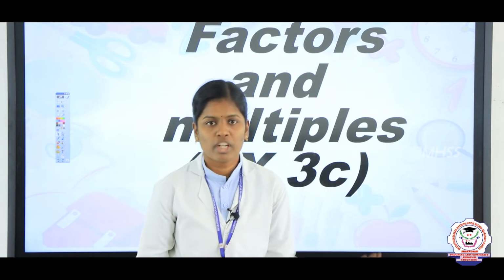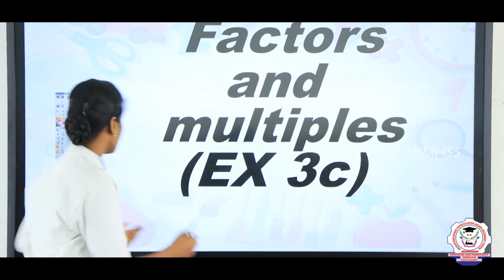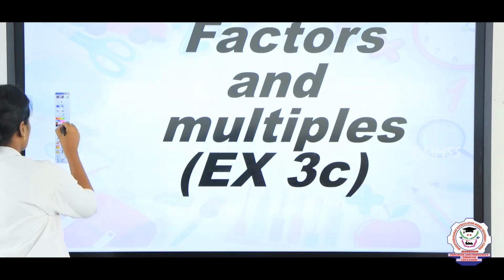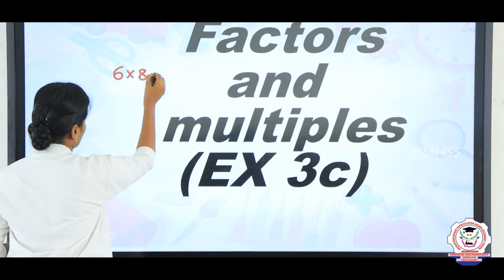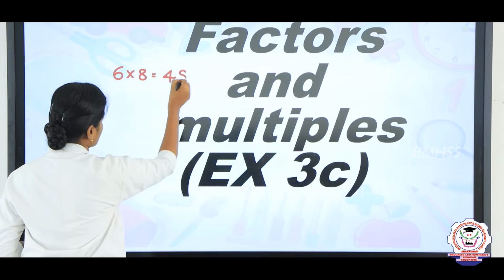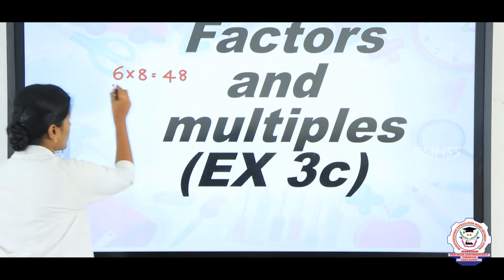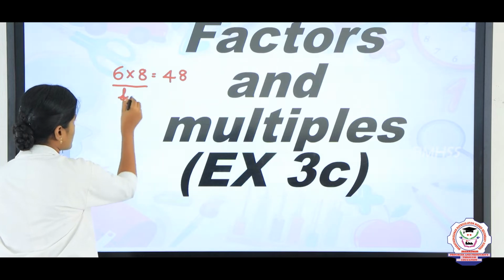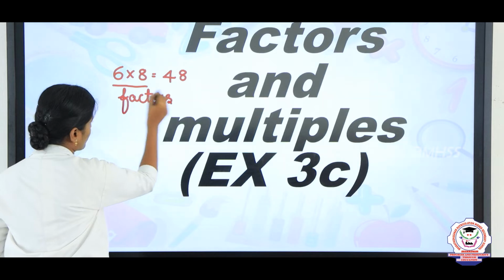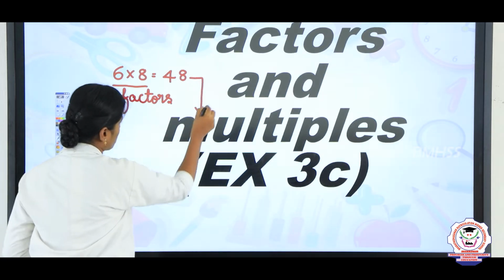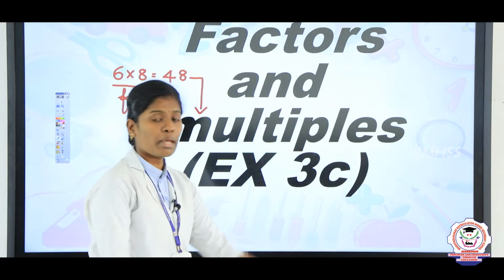When two or more numbers are multiplied, for example, 6 8s are 48. Here 6 and 8 are called the factors, and this 48 is called the multiple.